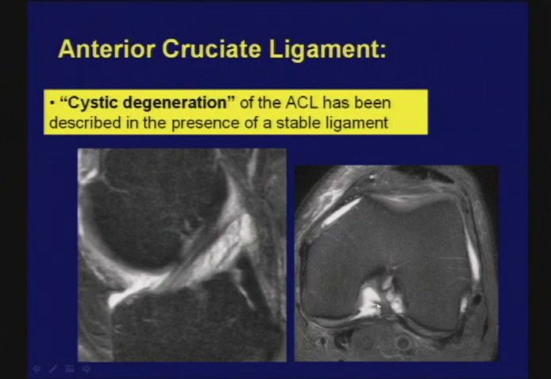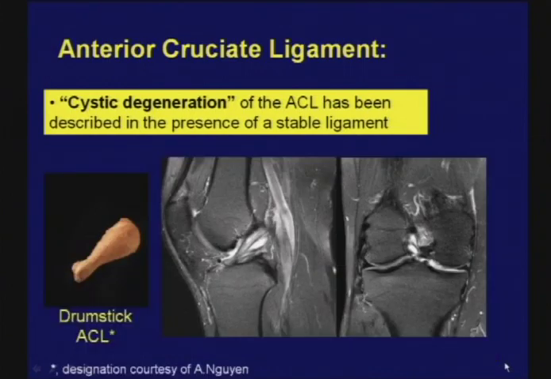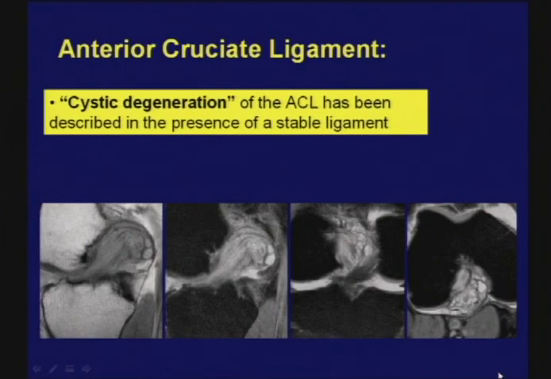This is an image I showed you before, the classic appearance, mainly in that posterior half of the anterior cruciate ligament, and you can see it on the axial images. One of our previous fellows said it reminded her of a drumstick, and so we call it the drumstick sign. This is a beautiful example of a drumstick related to cystic degeneration. And the cysts can get very bizarre, as in this case.